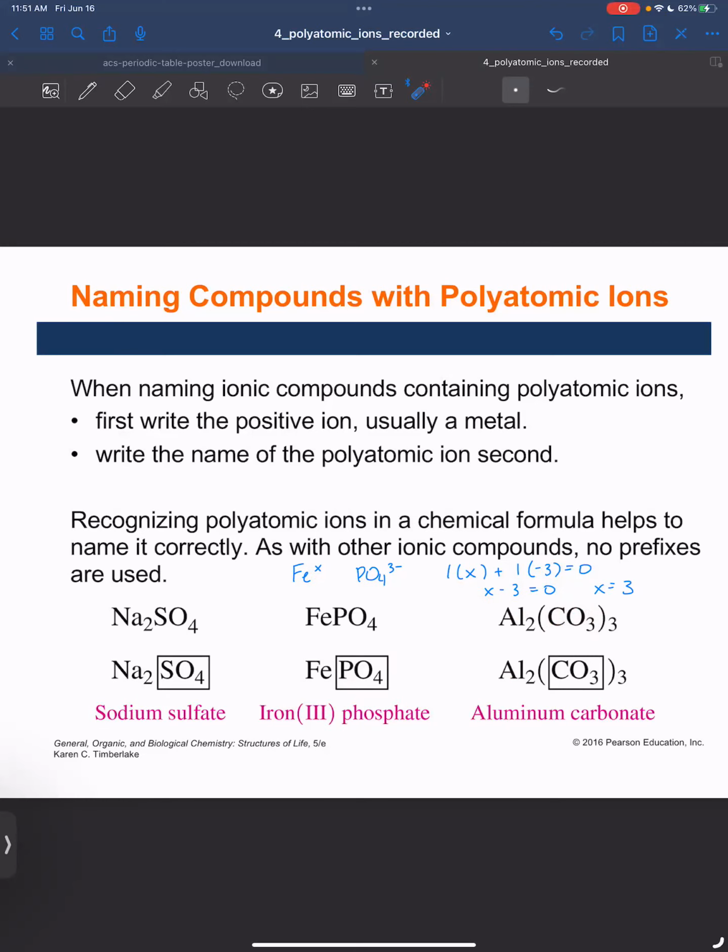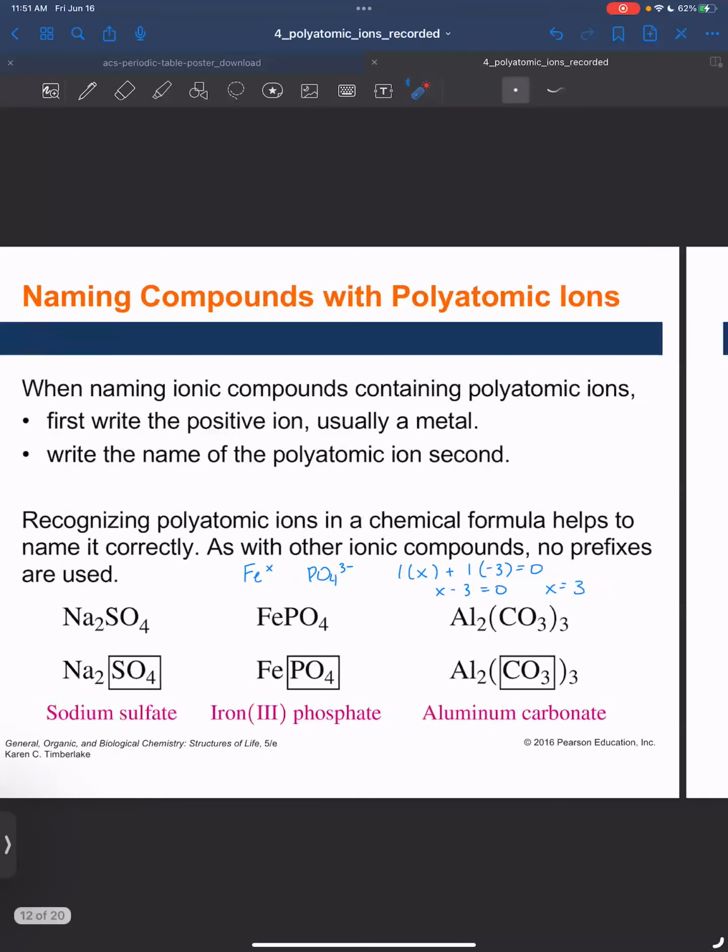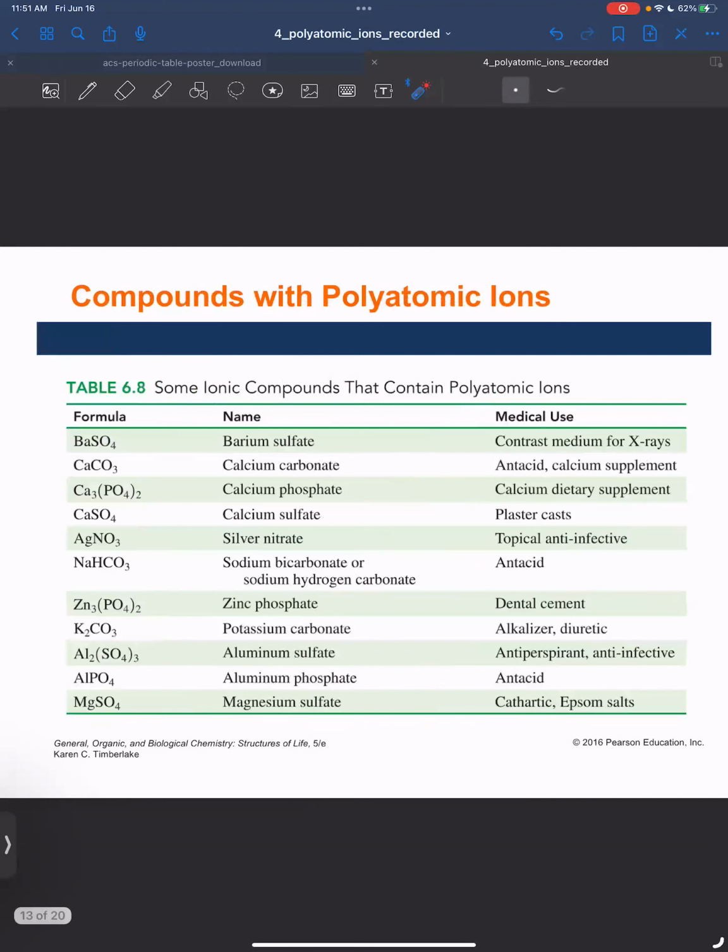Here are some examples of compounds that contain polyatomic ions that you may come across in your daily life. So for example, barium sulfate is used as a contrast medium for X-rays. Silver nitrate is used as a topical anti-infective. Sodium bicarbonate is used as an antacid. It's also baking soda, so you might bake with it.